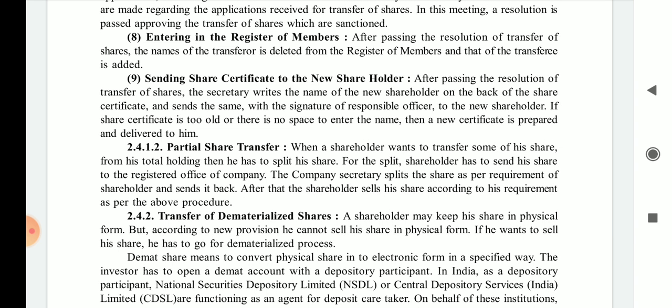If the share certificate is too old or there is no space to enter the name, then a new certificate is prepared and delivered to him. If there is no space to write a person's name, at that time the company will prepare a new share certificate for the person. Only when there is no space for writing a particular person's name on the back side of the share certificate should a new share certificate be prepared.